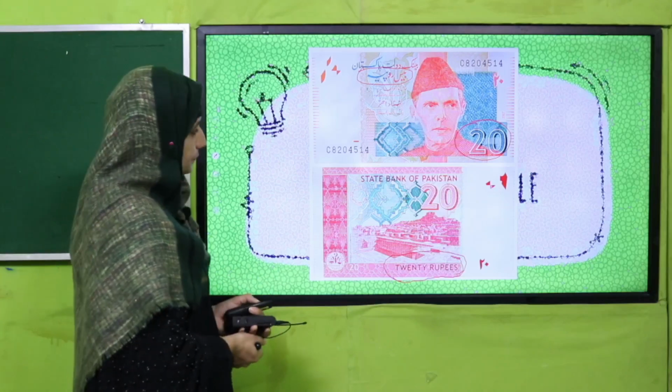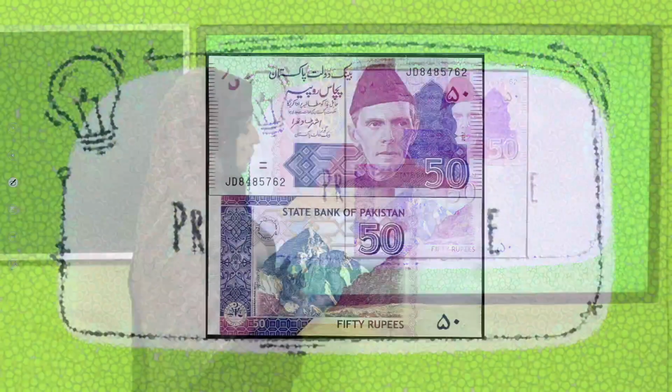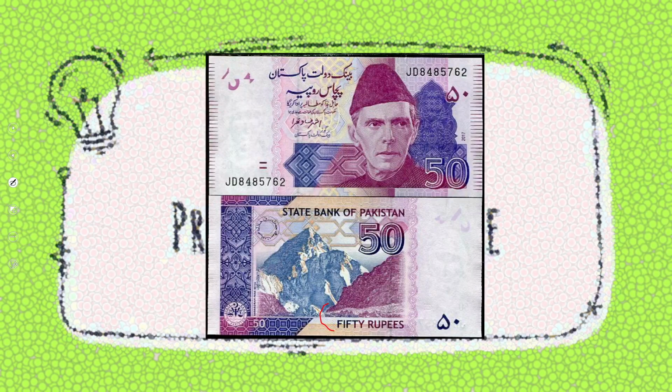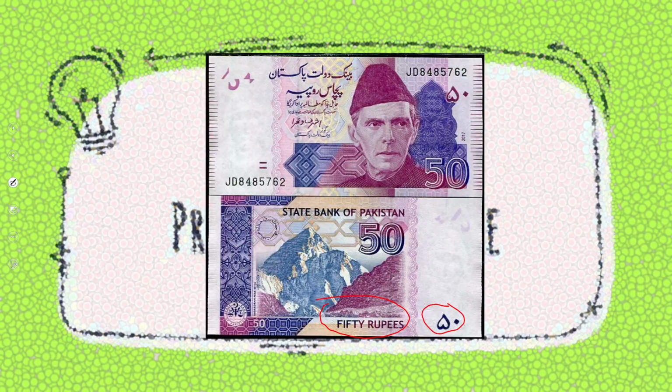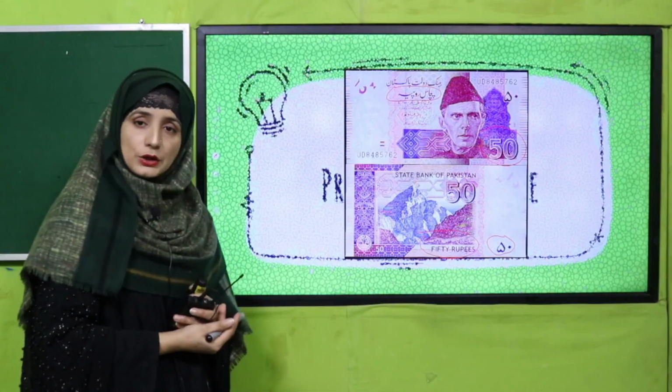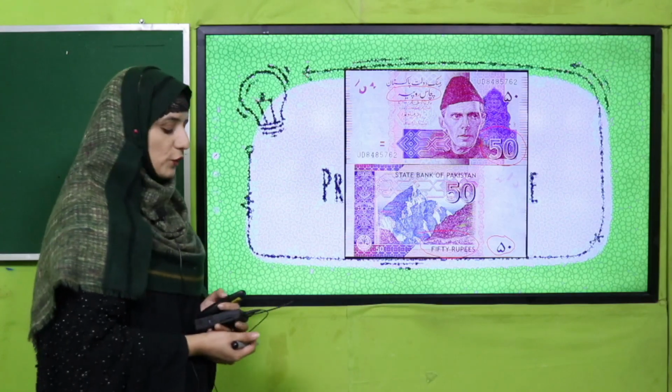Okay. The next one, which is this note? Good, yes, this is a 50 rupees note. You can see how you can judge. In digits there is 50, in Urdu also you can read, and in English on the back side you can also find that this is 50 rupees.